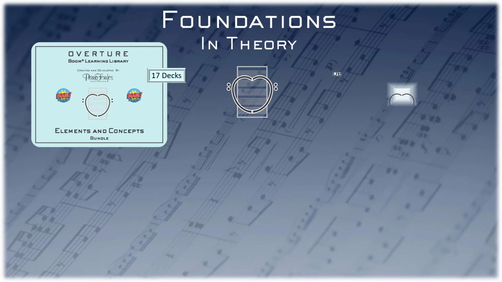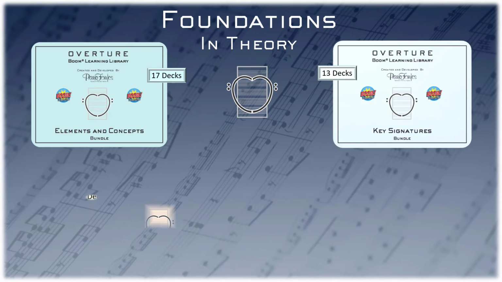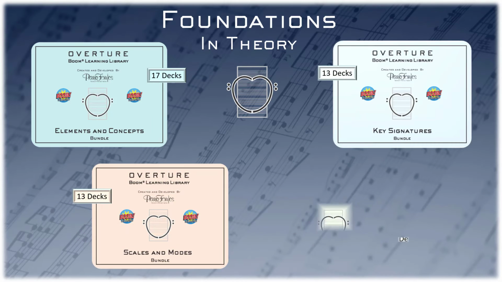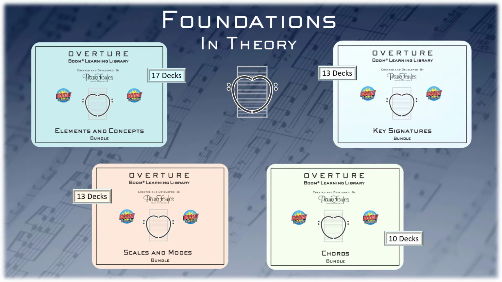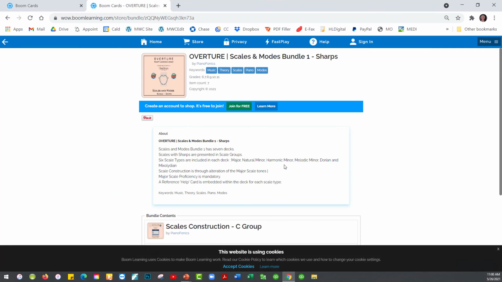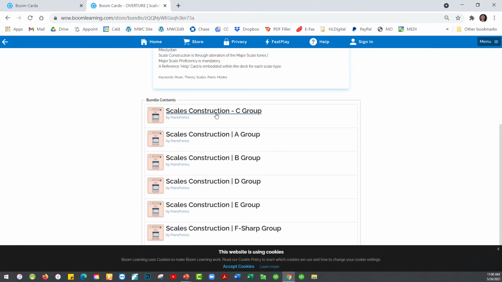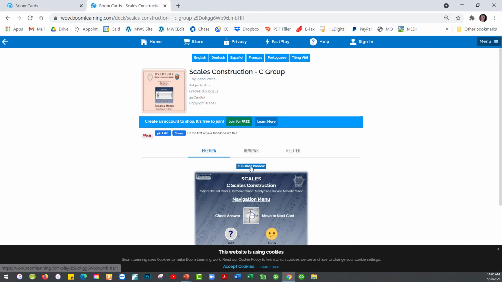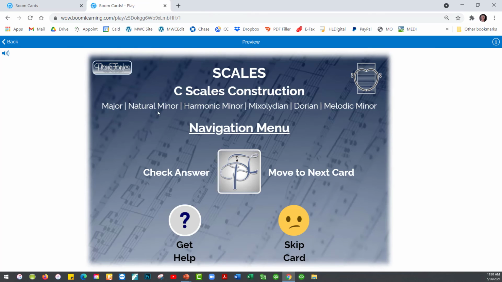Students are now prepared for key signatures, scales and modes, and chords. Let's take a look at scales and modes in the Pianophonics Boom library. These decks are grouped by keys. The C deck is a teaching deck for construction of 5 scales: natural minor, harmonic minor, mixed Lydian, Dorian, and melodic minor, by altering those major scales that were created by tonic and dominant tetrachords.